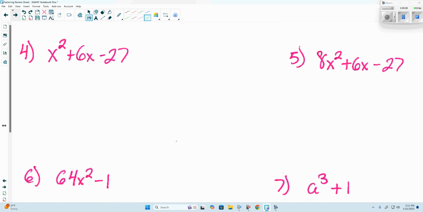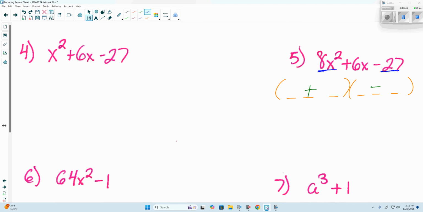5. 8x squared plus 6x minus 27. Is there a number or term, a greatest common factor, between these three terms? No. So we move on to our two sets of parentheses with three spaces. Since the third term is negative, the signs would be opposite. One's going to be positive, one is going to be negative. Now at this point, it doesn't really matter which one's positive and which one's negative. We need to set one as positive and one as negative.